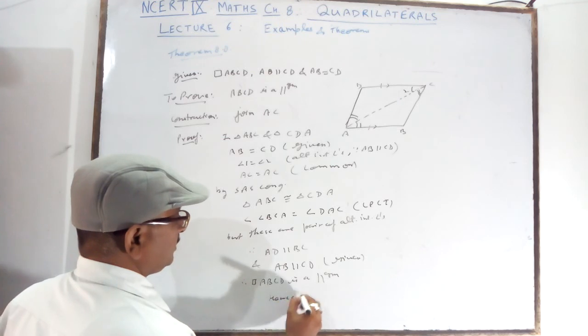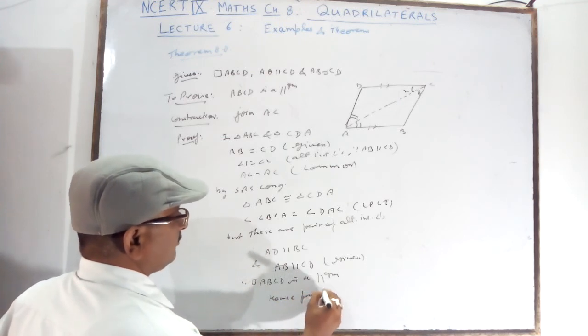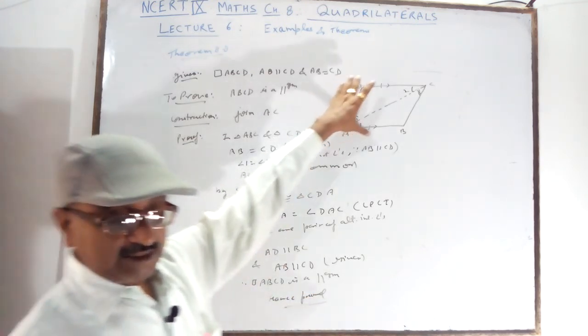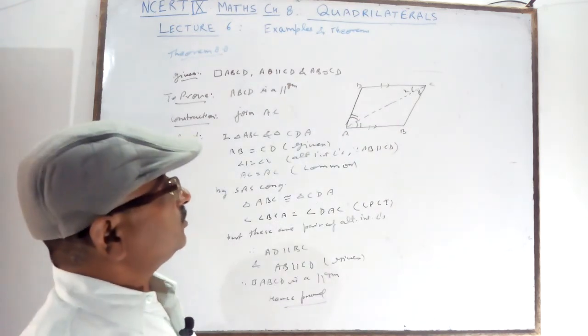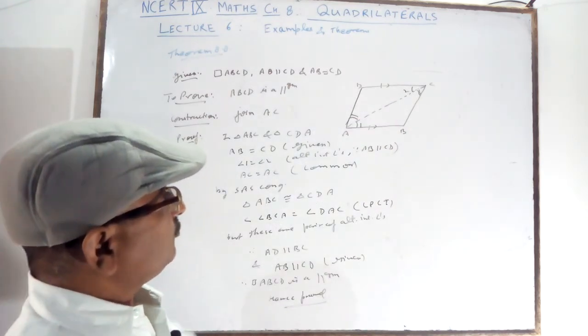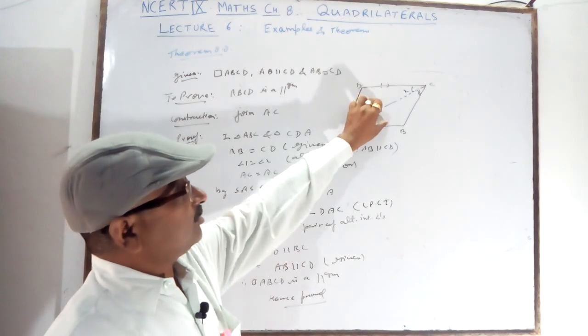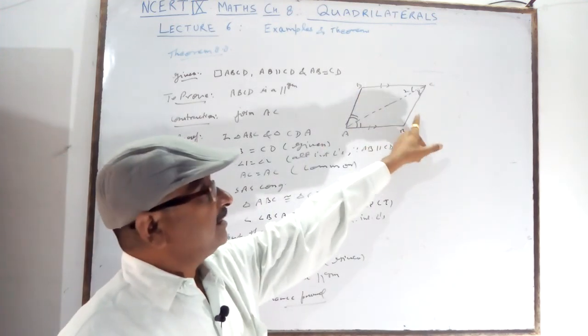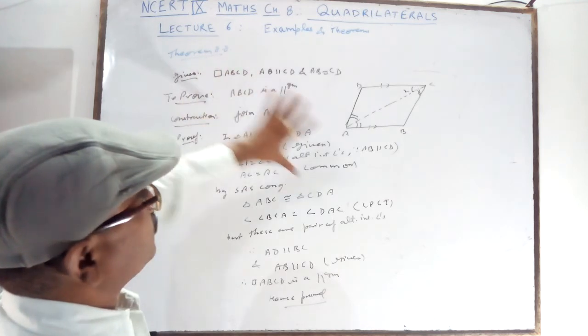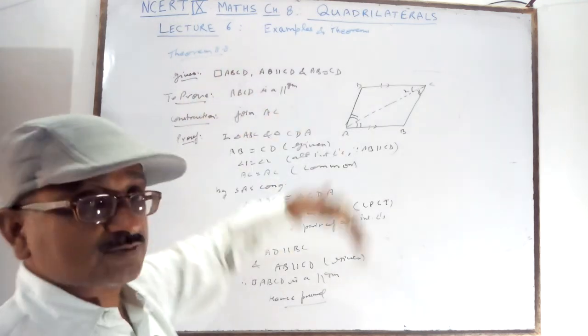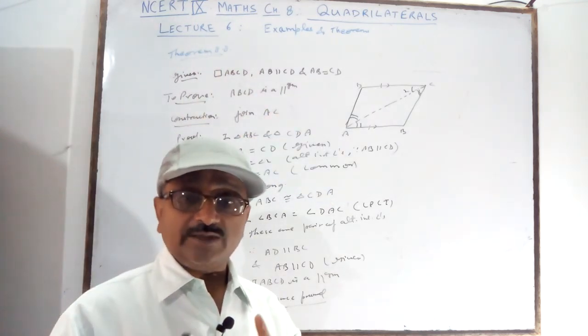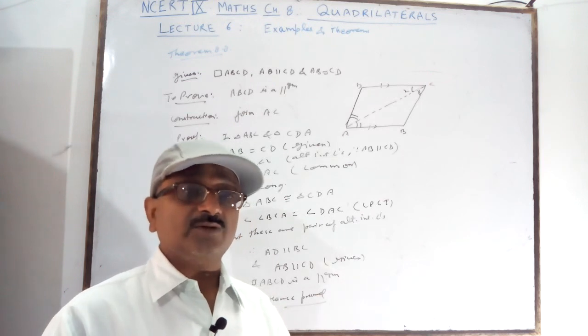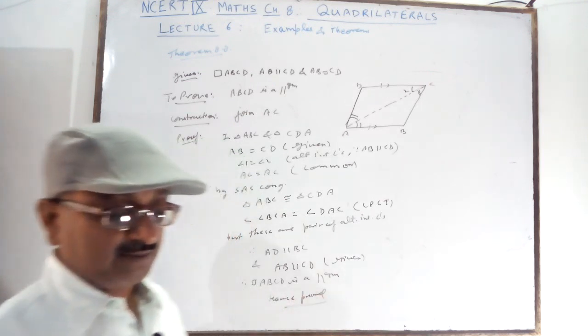So this is a very important theorem. What will you do? One pair of opposite sides is given parallel and equal. So you will prove that the angles are congruent. If congruent, then the other pair is also parallel, and then both pairs are parallel. So the quadrilateral is a parallelogram. A quadrilateral whose one pair of opposite sides is parallel and equal will be a parallelogram. It is a very important theorem.